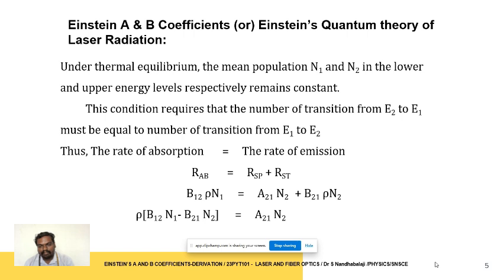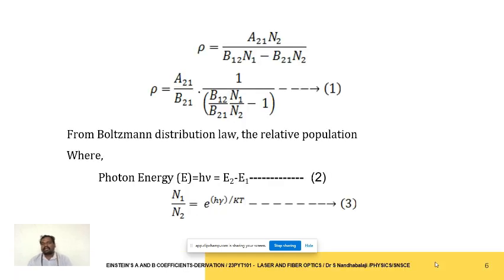Positive on one side becomes negative on the other side. So B12 rho N1 minus B21 rho N2. In this equation rho is common, so we take rho as common: rho into B12 N1 minus B21 N2 is equal to A21 N2. And we calculate rho as equal to A21 N2 divided by B12 N1 minus B21 N2.